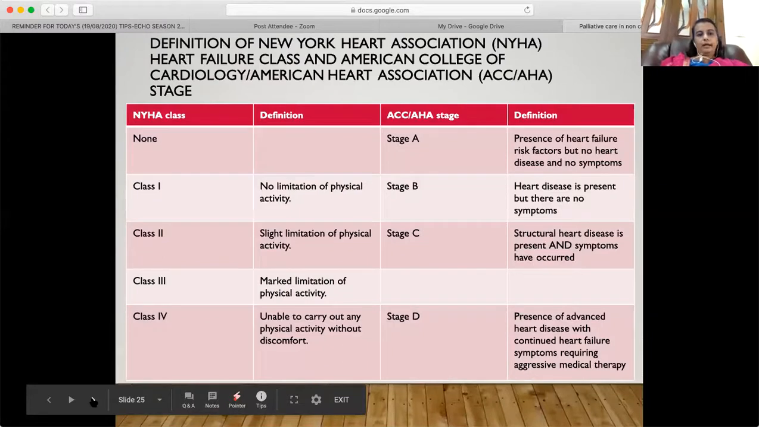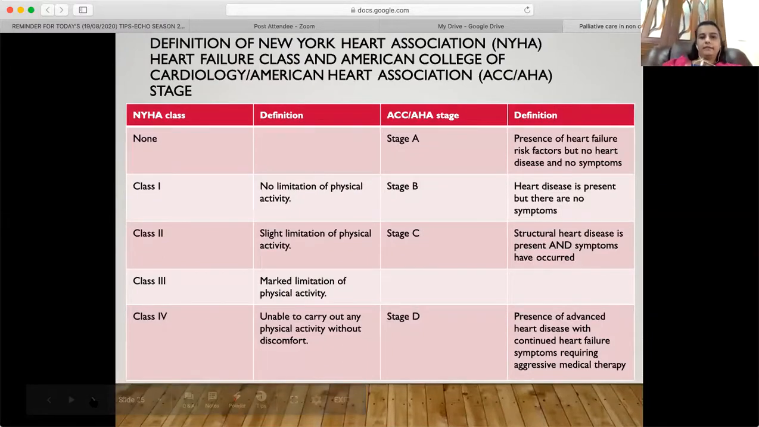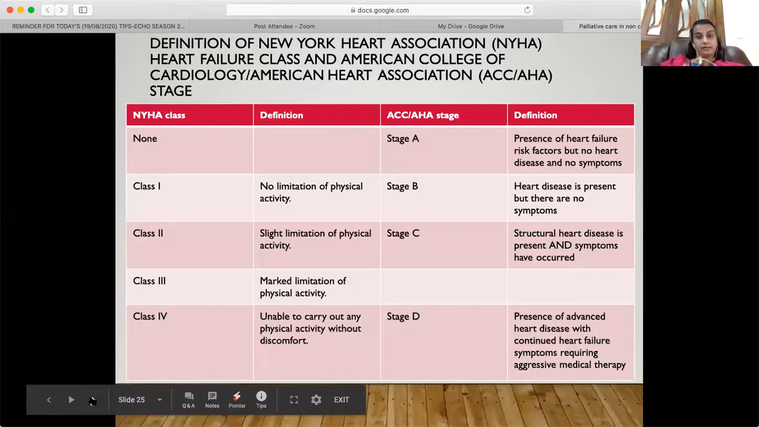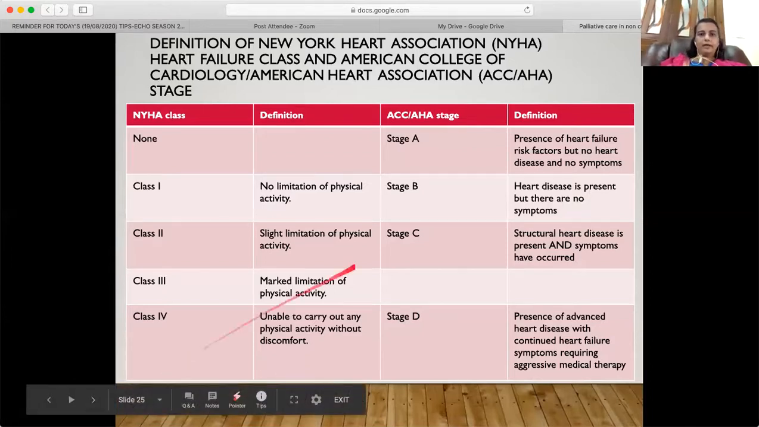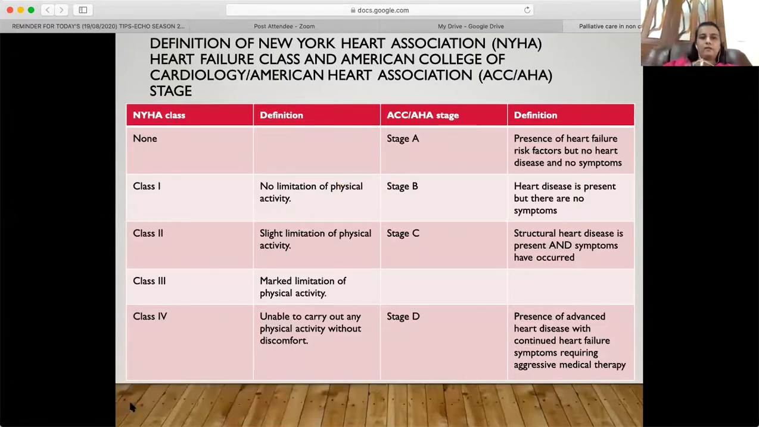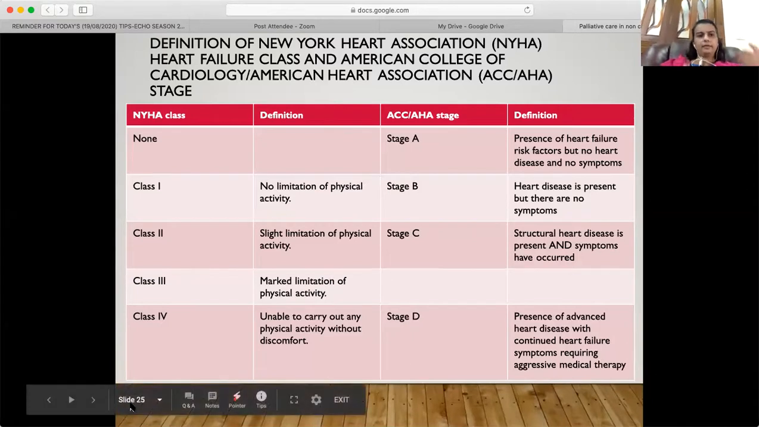Again, if you are dealing with a heart failure patient as a palliative care physician, what do we do? You must have heard of all these classifications. There is the New York Heart Association, NYHA, classification of heart failure, as well as the American College of Cardiology and American Heart Association, AHA, classification, where they've divided into stage A, B, C, and D. While the NYHA, which I think most of us are more familiar with, is divided into class 1, class 2, class 3, and class 4.